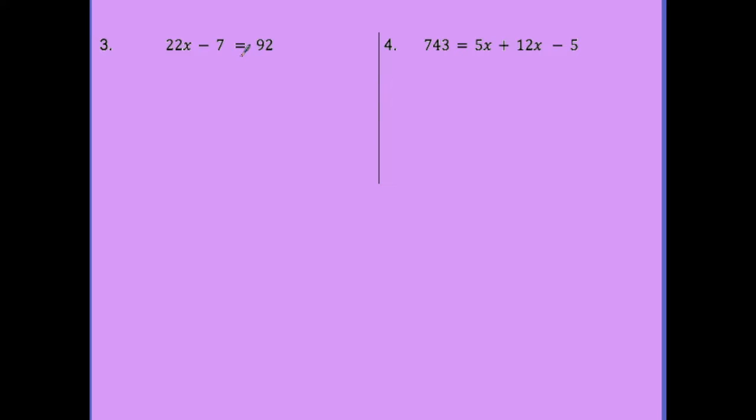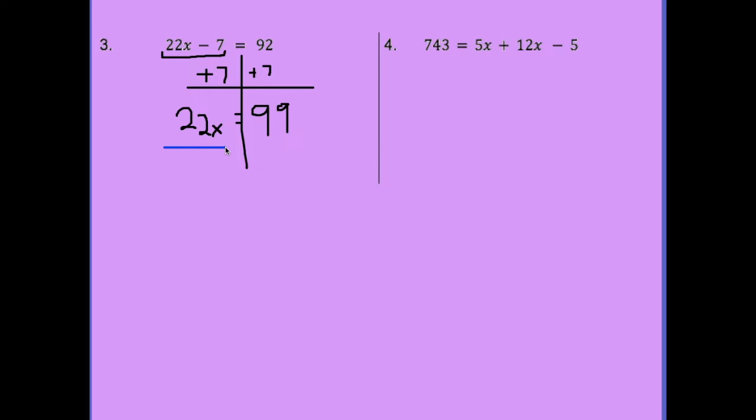All right, let's check out these two as well. Again, line down the middle. Opposite of minus 7 is going to be plus 7. So I do that here, I get 99 equals 22x. And then I'm going to have to divide by 22. And when we divide, we get x is 4.5. That's our answer. You got a decimal, it's still right.